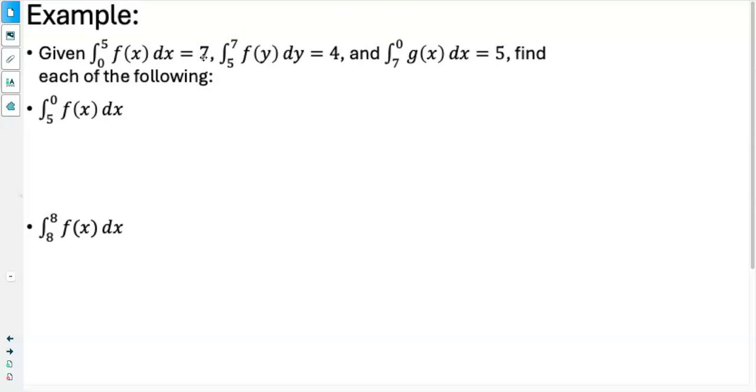So if this equals 7, we know that this is the same as the negative integral from 0 to 5 of f of x dx. So that's going to equal -7. Now this one we have from 8 to 8 of f of x, so it hasn't changed x value, so that's just going to equal 0.